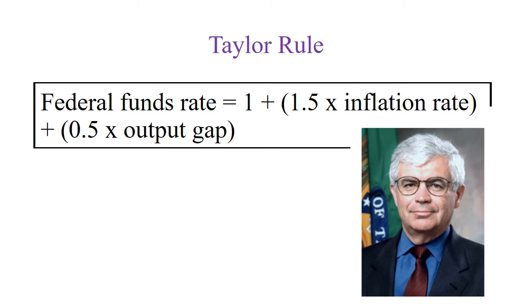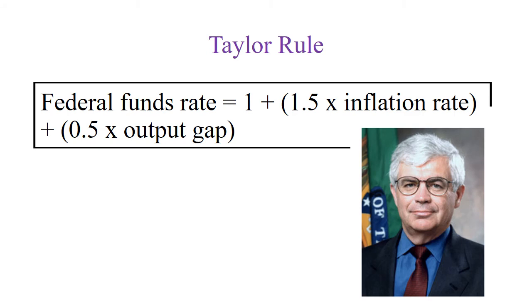Now looking at this equation and knowing that both price stability and low unemployment are goals of the Federal Reserve, which looks like a higher priority? Which one are they literally weighing higher according to this equation? The inflation rate. You can see that it's multiplied by 1.5, whereas the output is only multiplied by 0.5.